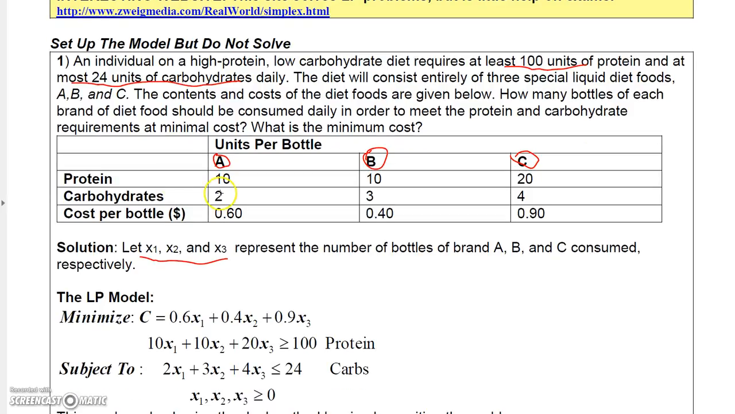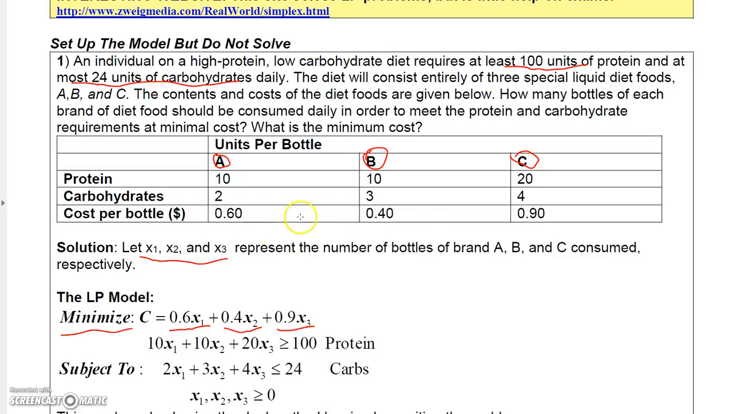Well, we know we want to minimize the cost, so the cost would simply be the cost of each bottle times the number of bottles consumed. So the cost we want to minimize, so make sure we identify whether we're minimizing or maximizing. Cost equals 60 cents or 0.6 times X1 plus 0.4 times X2 plus 0.9 times X3. That'll be the total cost based on this last row, cost per bottle.